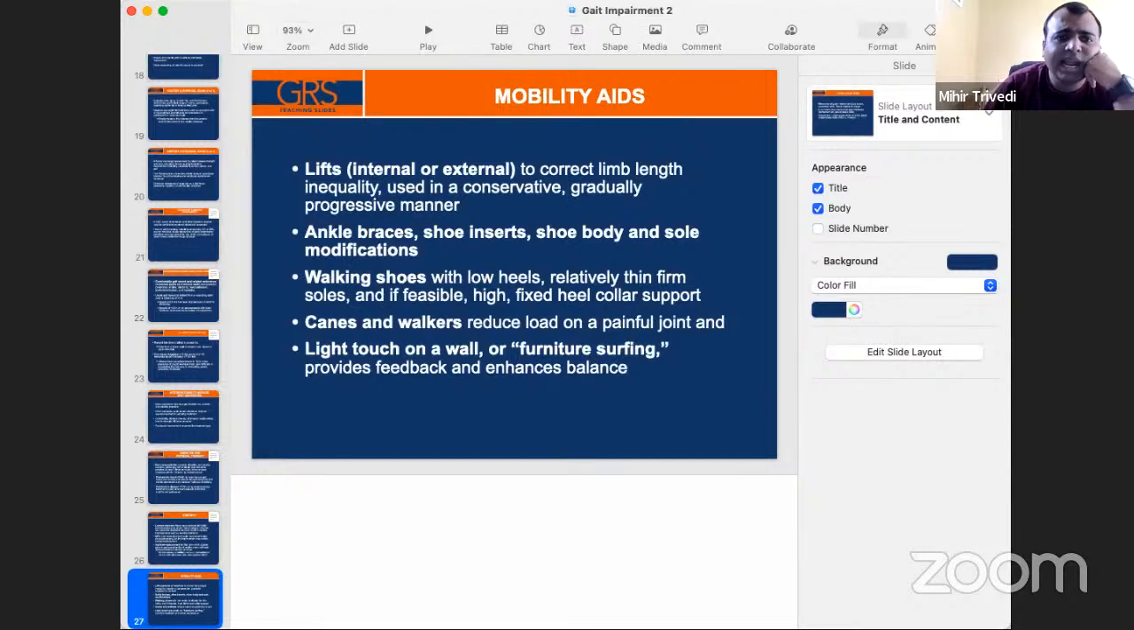Now, various mobility aids such as lifts, internal or external, to correct limb length inequality are used in a conservative, gradual, and progressive manner. Ankle braces, shoe inserts, shoe body and sole modification can also be helpful. Walking shoes with low heels, relatively thin firm soles, and if feasible, high fixed heel collar support can be helpful. Canes and walkers can reduce load on a painful joint. Light touch on a wall or furniture surfing provides feedback and enhances the balance.